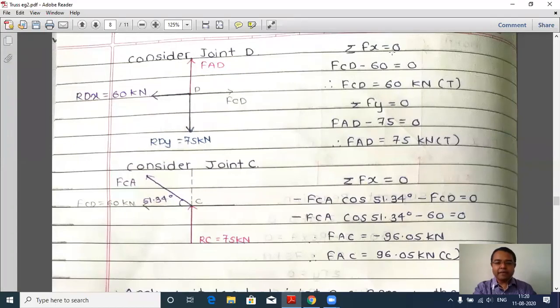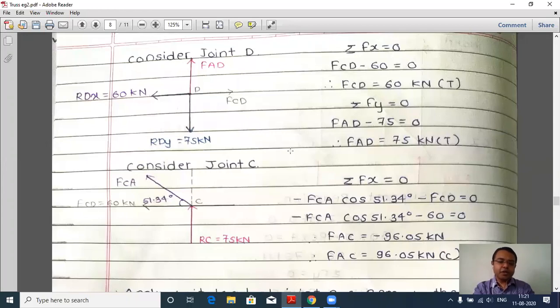Next, apply summation Fx equal to 0 to this diagram. By applying summation Fx equal to 0, we get FCD. FCD is positive, and positive means the assumed direction is correct. Assumed was tensile. So the final answer is FCD 60 kilonewton tensile. Next, apply summation Fy equal to 0. By applying it, we get FAD, 75, and again a positive answer. Positive means the assumed direction is correct. Assumed was tensile. So this is the final answer for FAD.